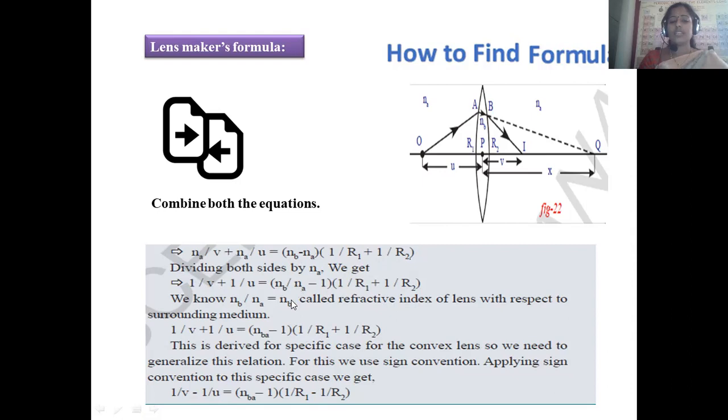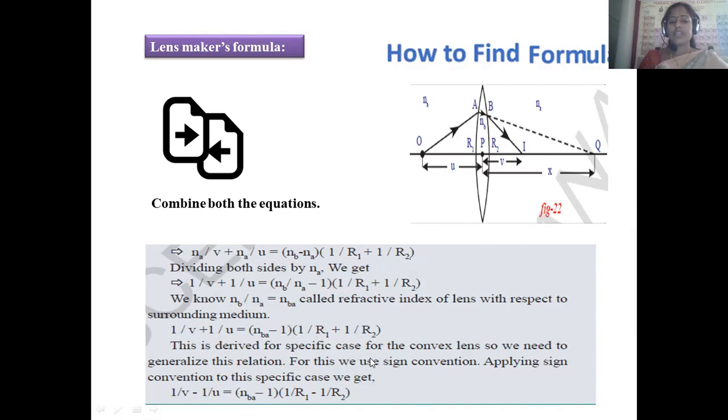Here the ratio of the refractive indices of both sides is taken, and it is denoted with another term called NBA. NBA is the refractive index of the lens with respect to the surrounding medium. If we take the refractive index of medium B with respect to medium A, this ratio is a new term called NBA. This is the refractive index of the surrounding medium. Let us substitute in the above equation. It will become 1 by V plus 1 by U is equal to NBA minus 1, 1 by R1 plus 1 by R2.